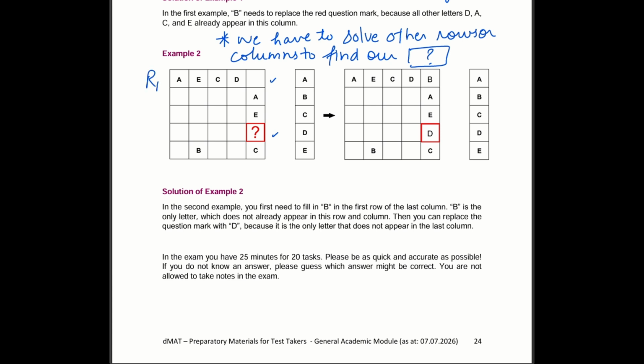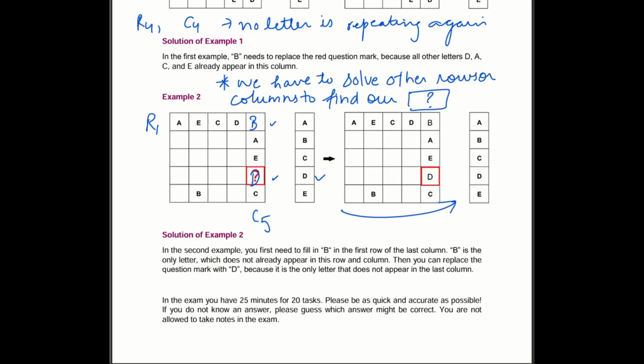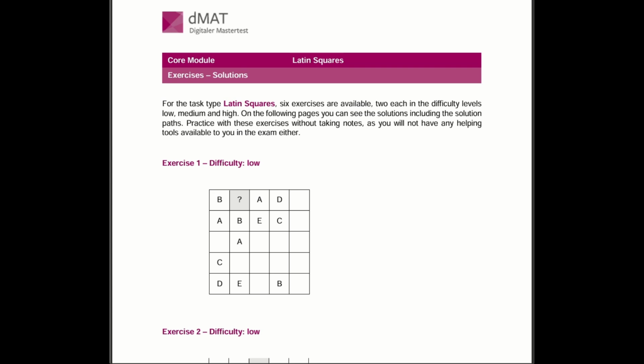So firstly, we have to go to row 1. What is the missing letter here? B. We found the first row. Now move to column 5. What is the missing letter here? That is D. So the answer would be D. Solution is D. So this is also the rule that you have to follow.